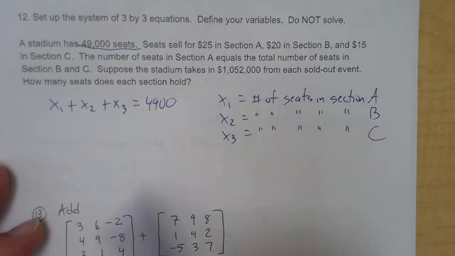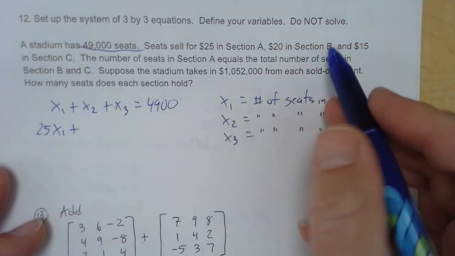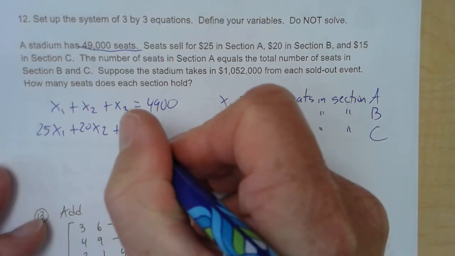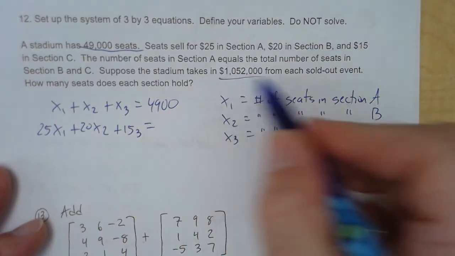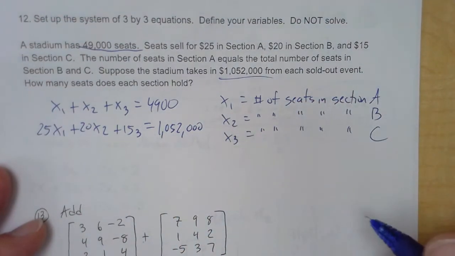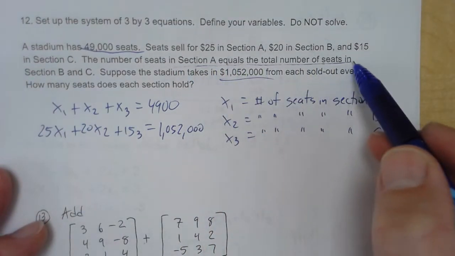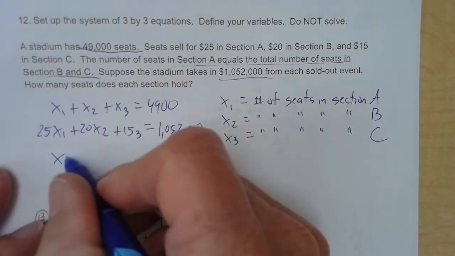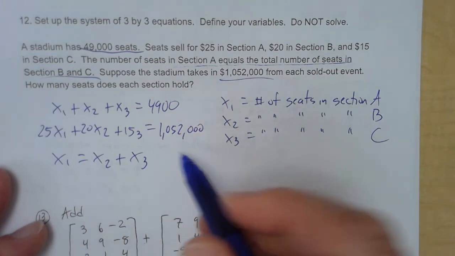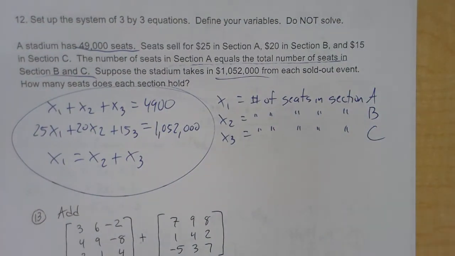Now we have the money equation. $25 for each A. So it's $25 times each x1. $20 for B. $15 for C. And that totals $1,052,000. Now you need a third equation, which is right here. Every seat in section A equals the total in B and C. So x1 is equal to x2 plus x3. And there it is.